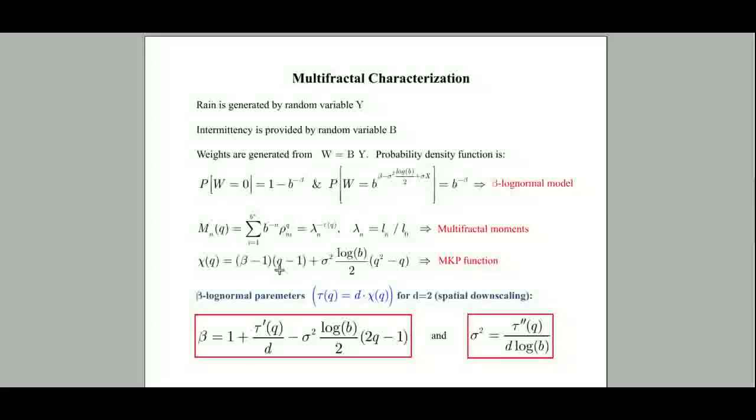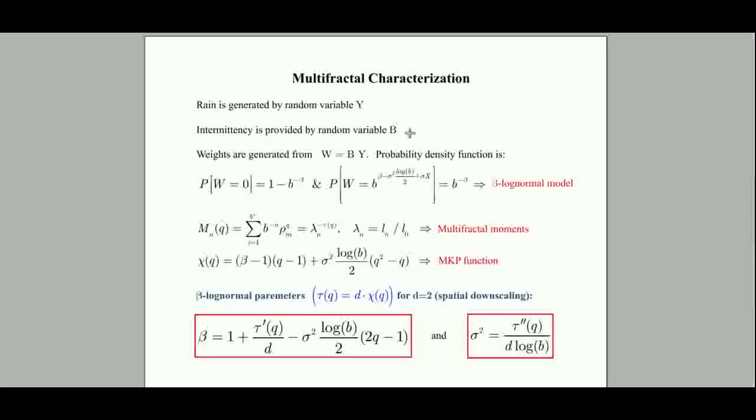The multifractal characterization is performed to characterize the way the weights are generated. These weights are generated as outcomes of a random variable. Let's call it random variable W. In this demonstration, we are interested in a rainfall application. So we want to downscale information coming from rainfall measurements.